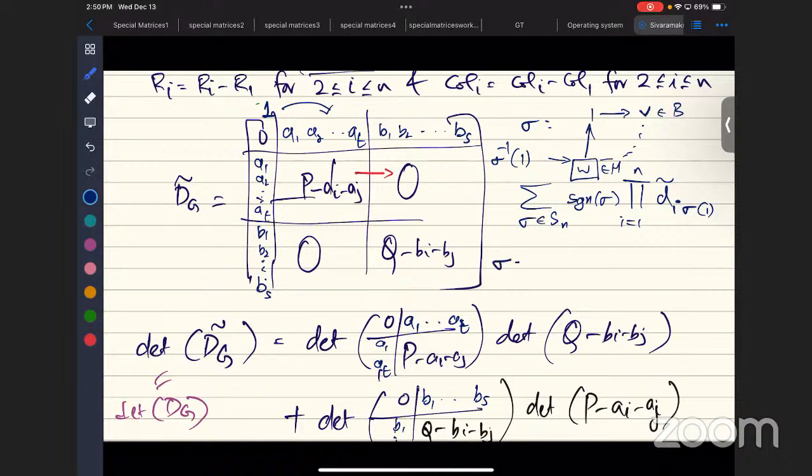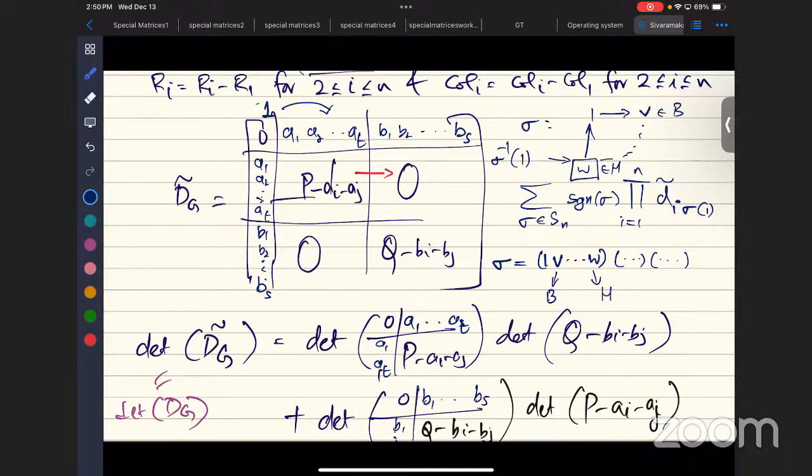So what is the problem? Sometimes you will touch an entry from the 0 block, either the upper right or the lower left. When you touch such a 0 from the 0 block, you look at the cycle decomposition of the element sigma. So 1 goes to B, goes to dot, and then goes back, W goes to 1. So sigma of 1, which is B, belongs to B, for example, and sigma inverse of 1, which is W, belongs to H.